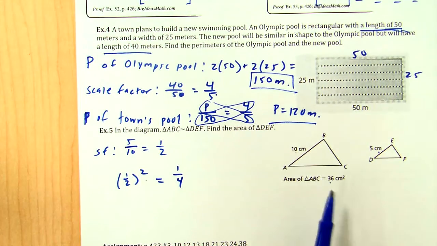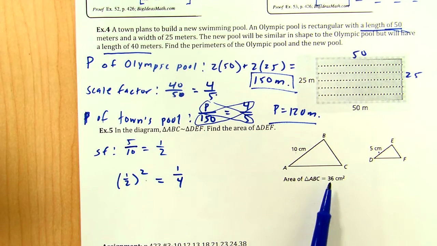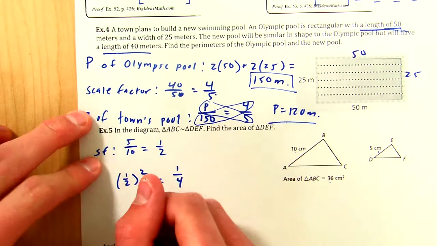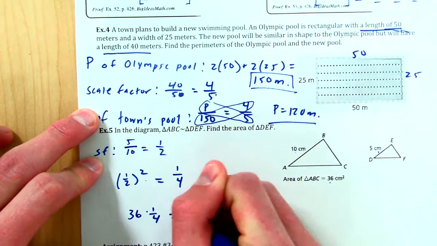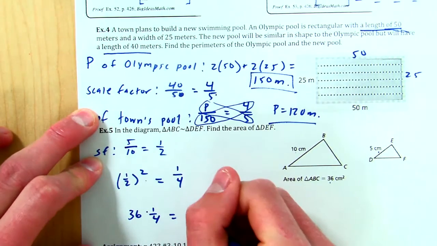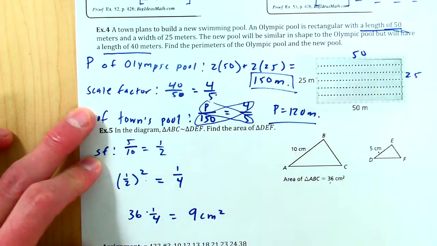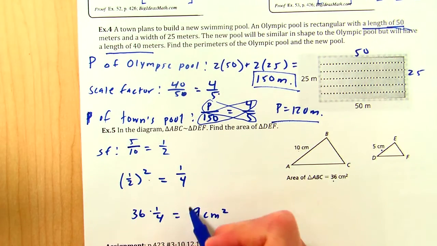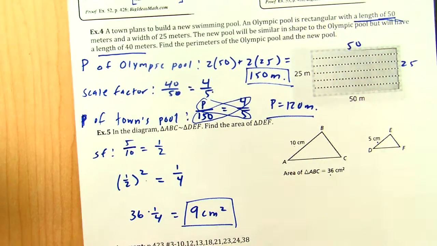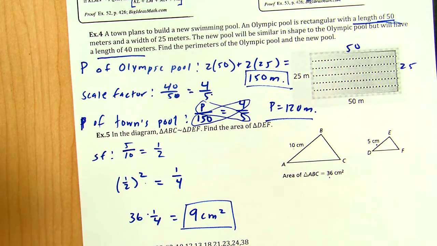So I'm not going to take this thing and cut it in half. I'm actually going to take this area right here and cut it into fourths, or divide it by 4. 36 divided by 4, or 36 times 1/4, is 9. So actually the area of triangle DEF would have to be equal to 9 square centimeters.